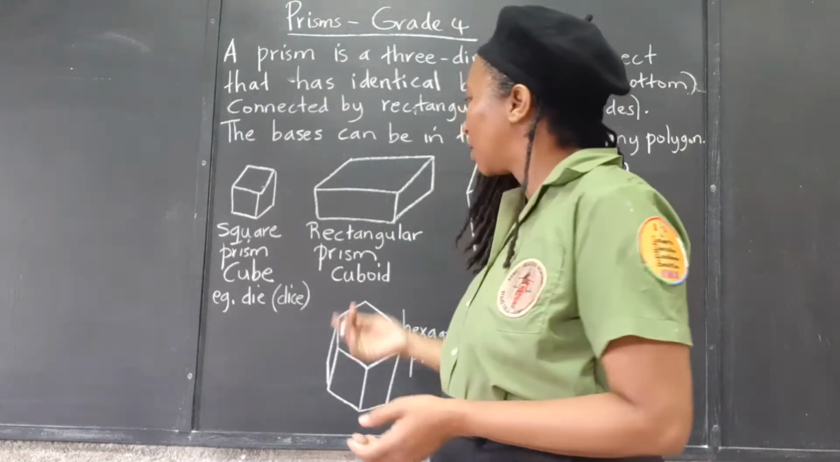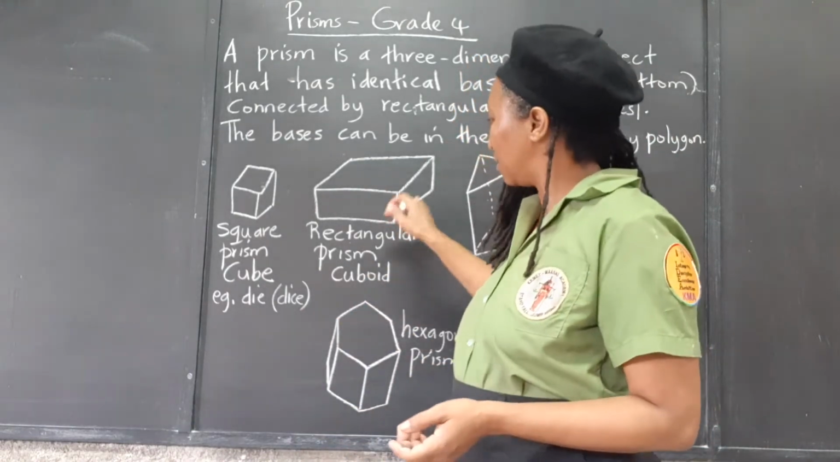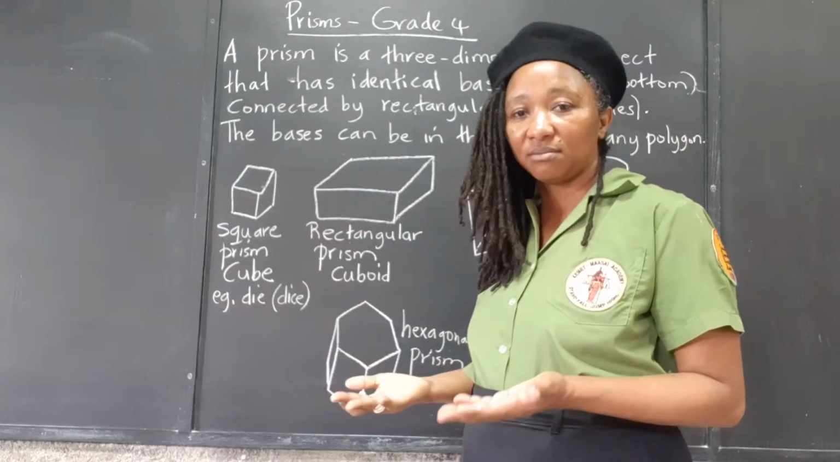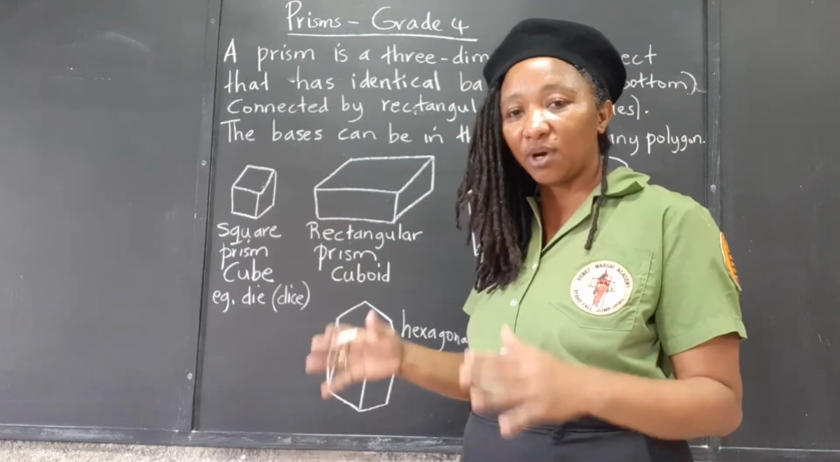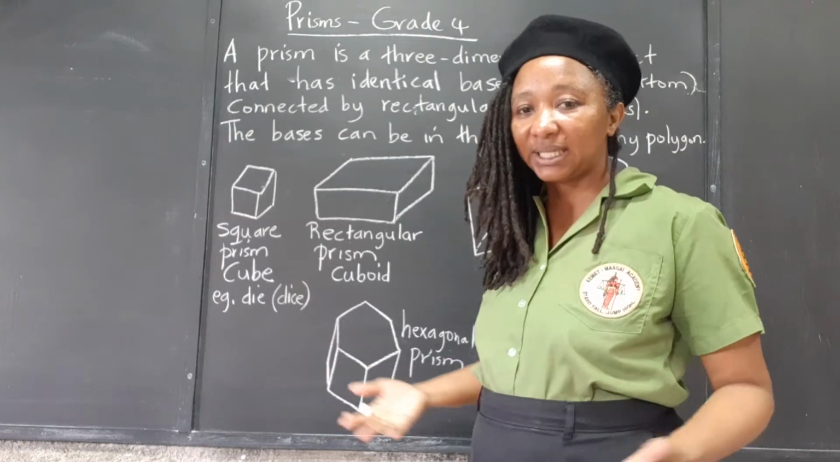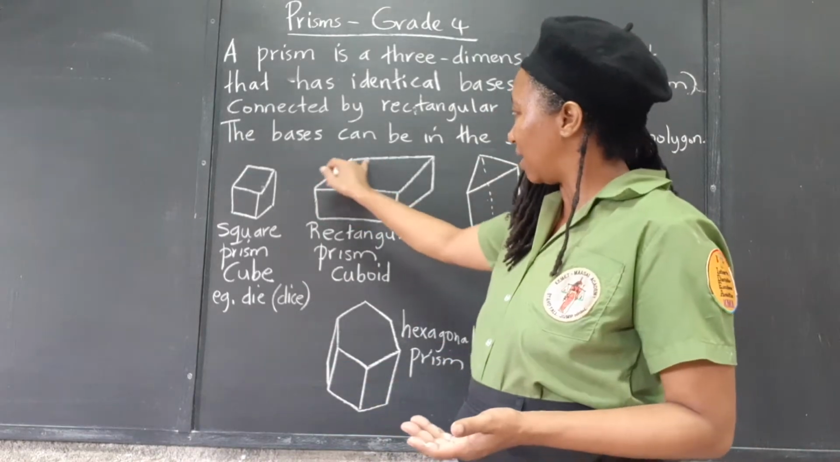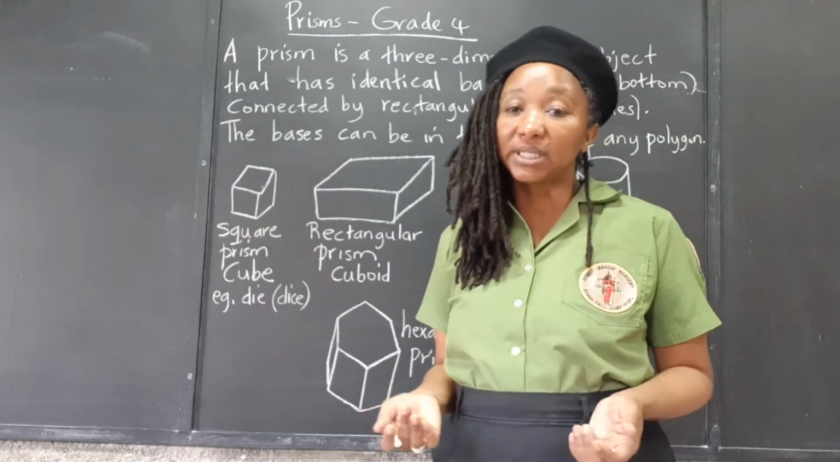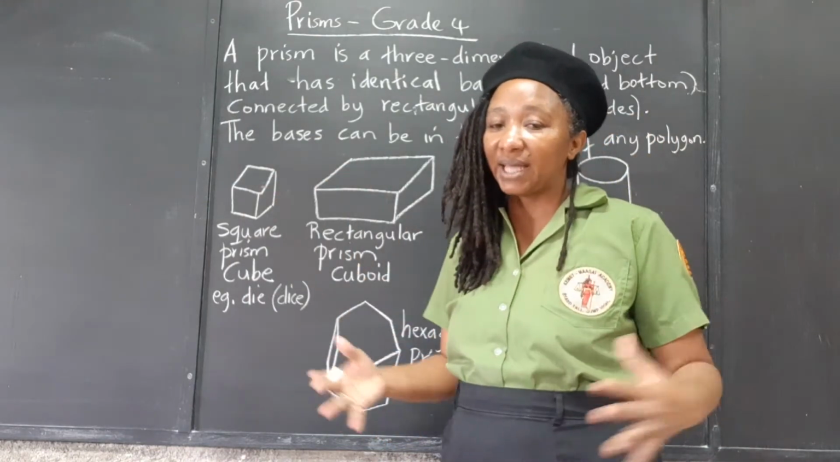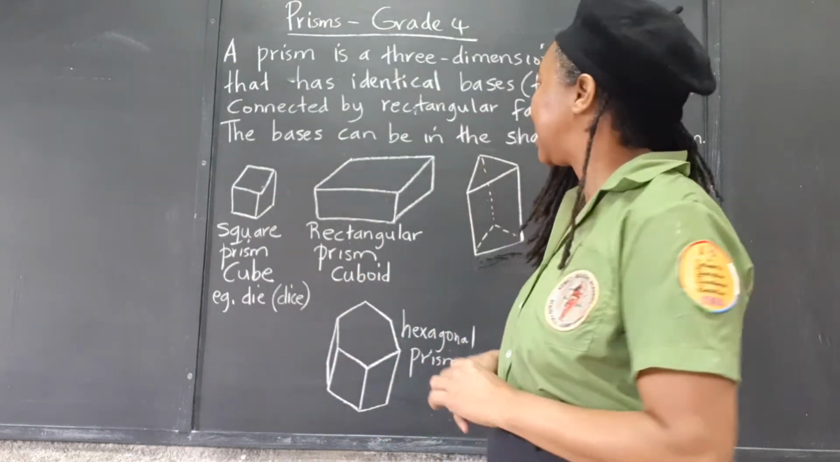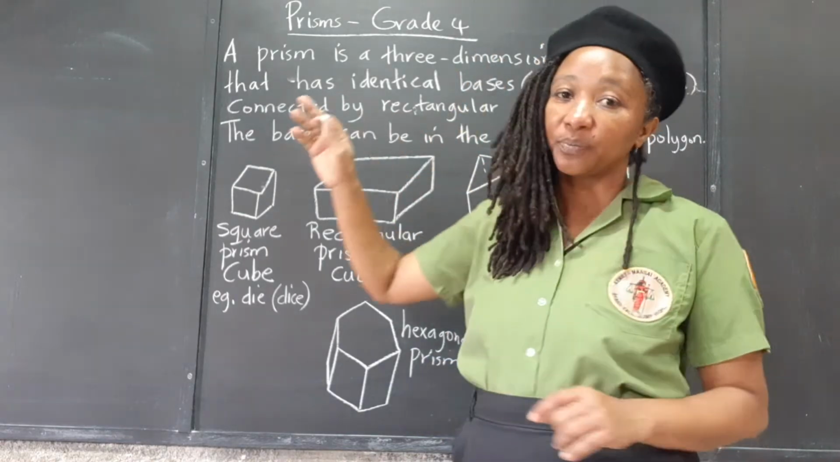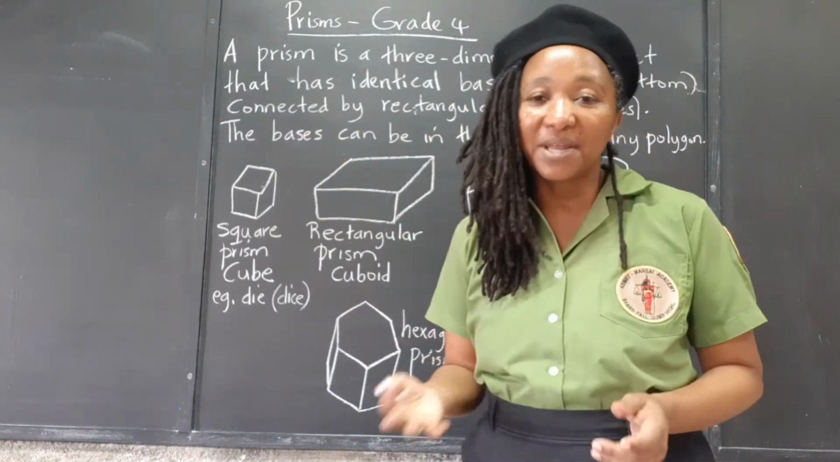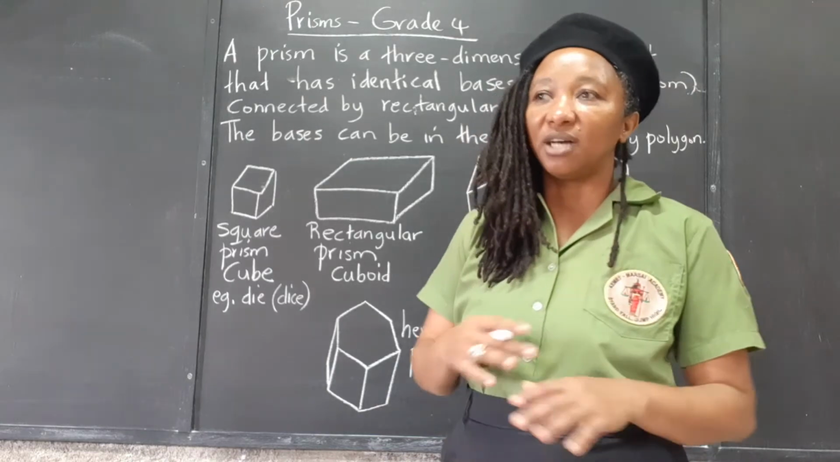So when we talk about the base, we mean what it's sitting on. When you rest the prism on something, that thing that it's sitting on, as well as the part at the top. Now the prism is closed, so all sides are closed, and as we say, it's three-dimensional. So three-dimensional means it's not flat.